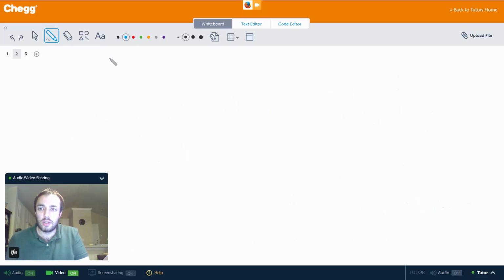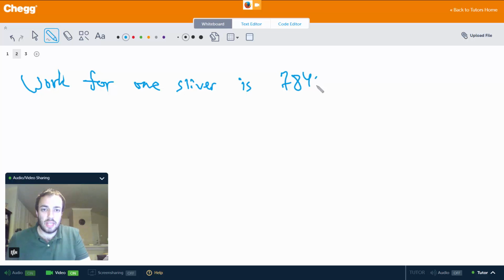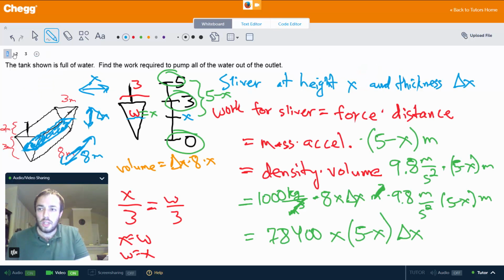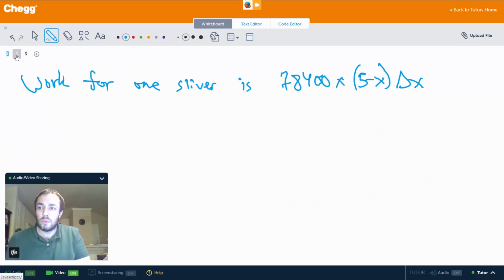So the work for one sliver is 78,400 times x times 5 minus x times delta x. All right? Okay, so what's the work for all of the slivers? Well, for all of the slivers, let's express that as W. So W is going to represent the work required to pump out all of the water.